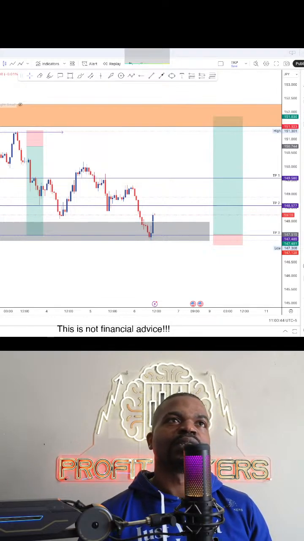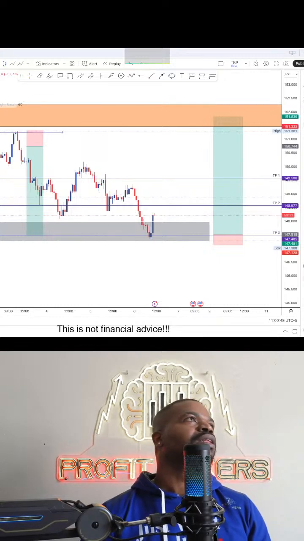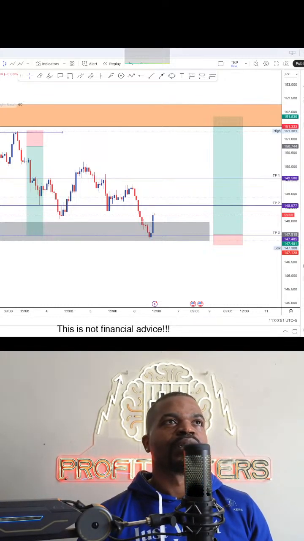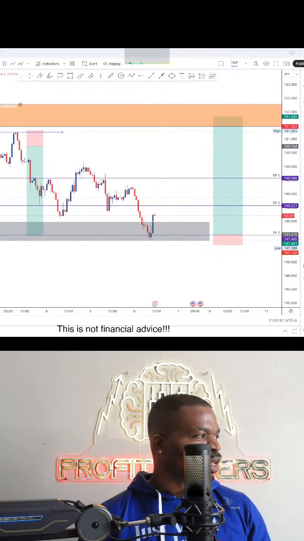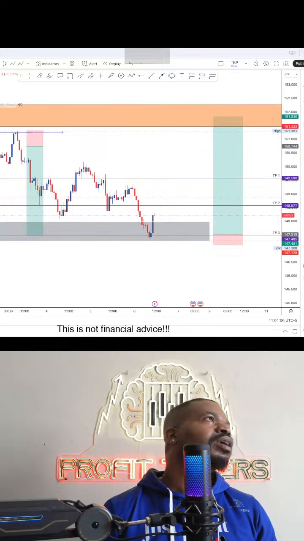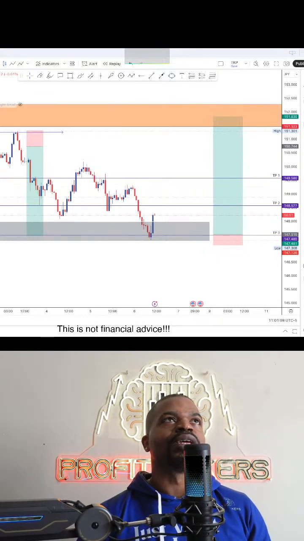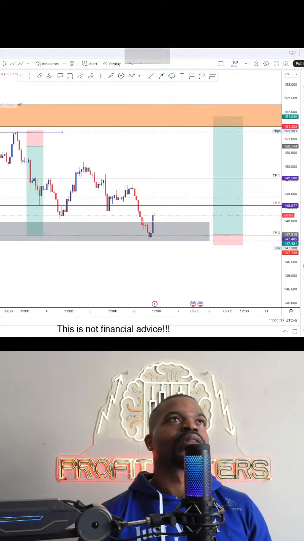Time frame. Stop loss will be slightly underneath that zone. And the target was that daily level. Got you. Cool.